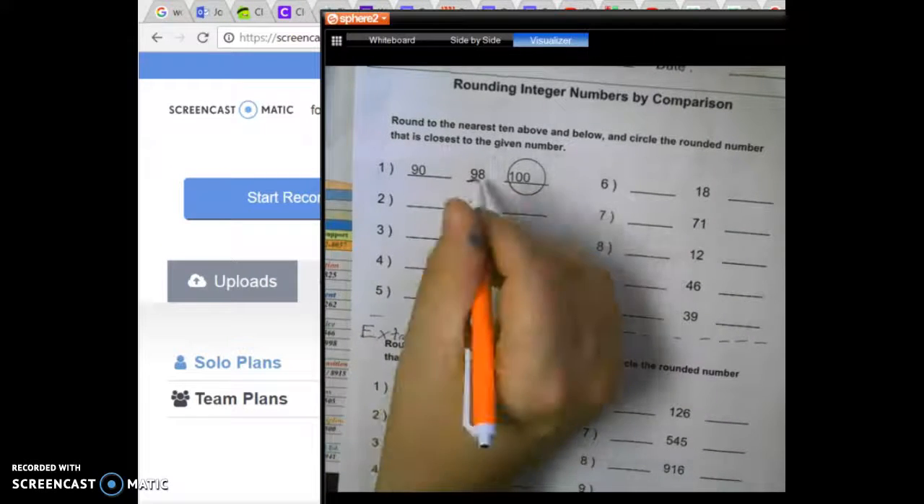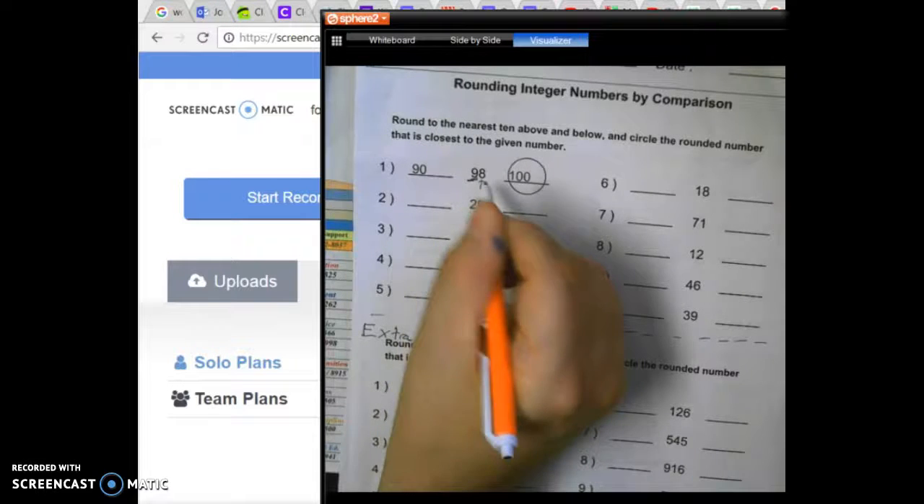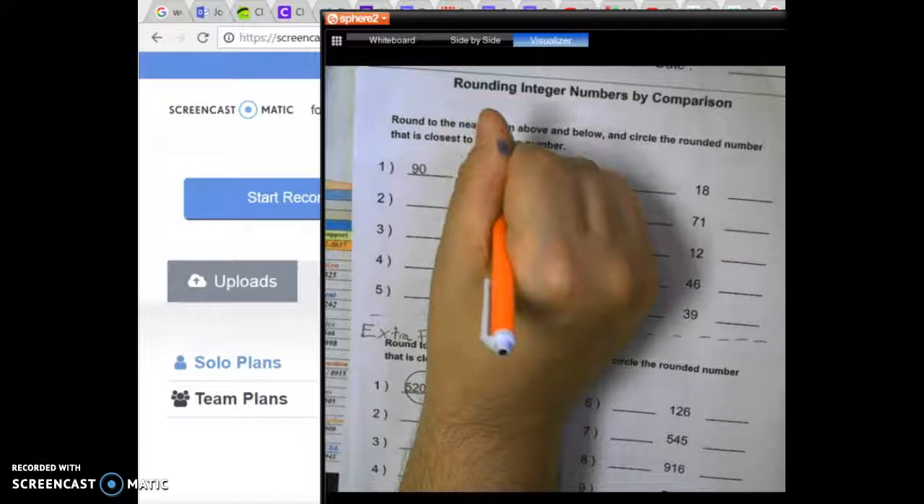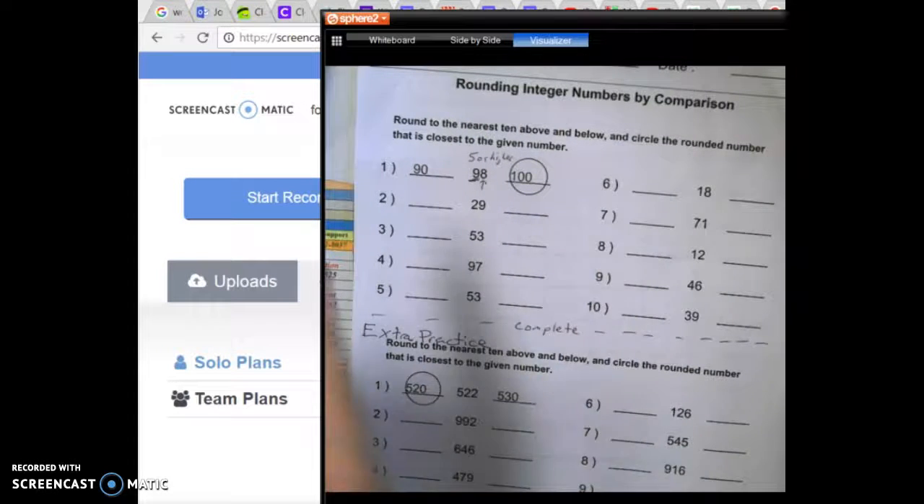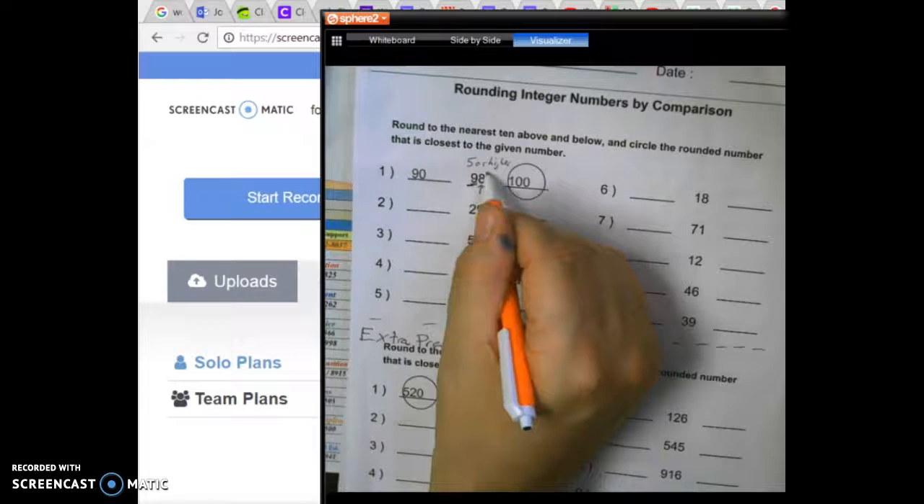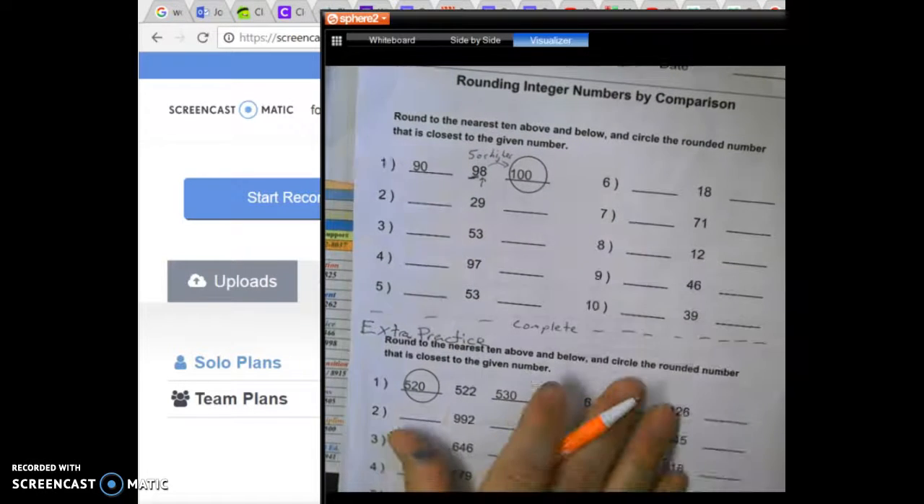For this, you're going to look at the number right after it. And again, we're talking about, is that number 5 or higher? So if I go 5, 6, 7, 8, that's higher. So we know that we're going to round up and we're going to round to 100.